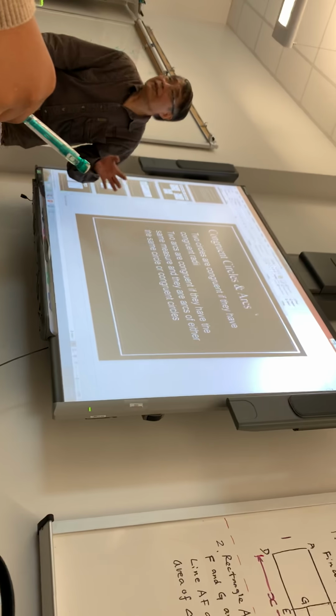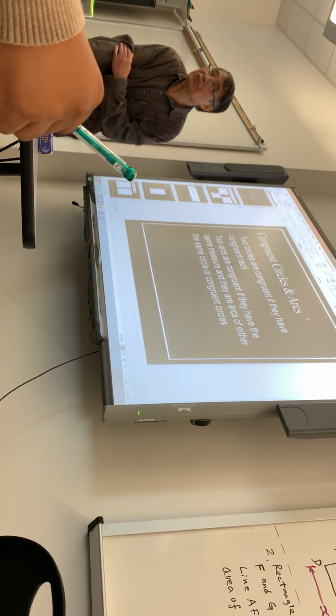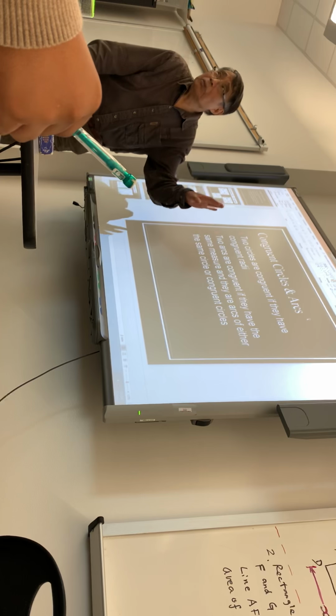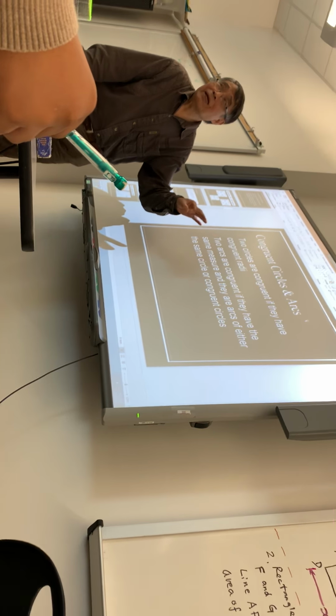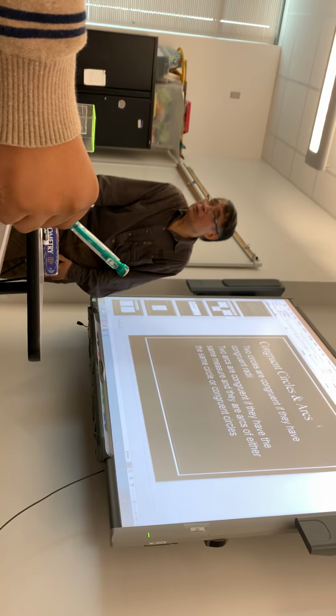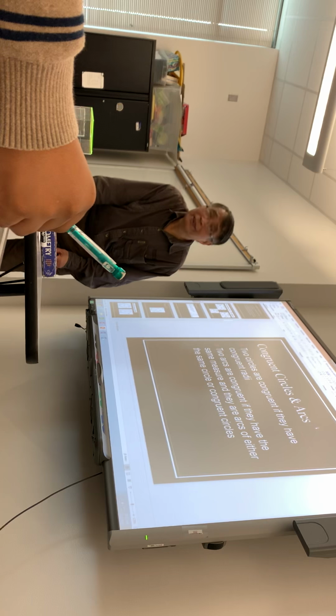Congruent circles and congruent arcs. This is the definition, okay, please. Some students didn't pay attention to the definition. That's why the test was not really good. This is one of the reasons, okay, please.